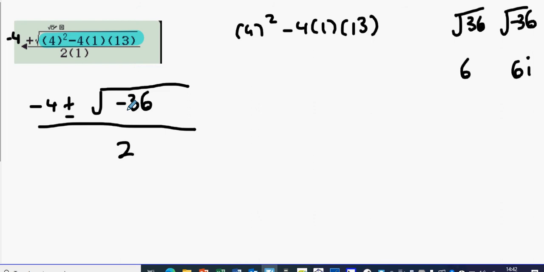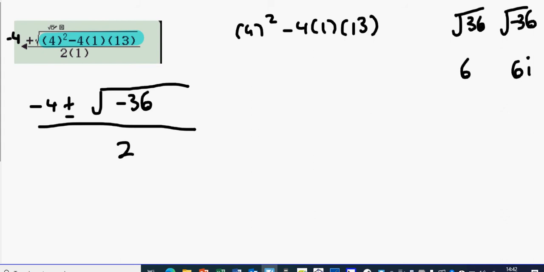So, if I asked you for root minus 49, what would you tell me? 7i. If I asked you for root minus 100, what would you tell me? 10i. Is that okay? Peter? What's root minus 100? 10i. Right, brilliant. So here's what we have now.